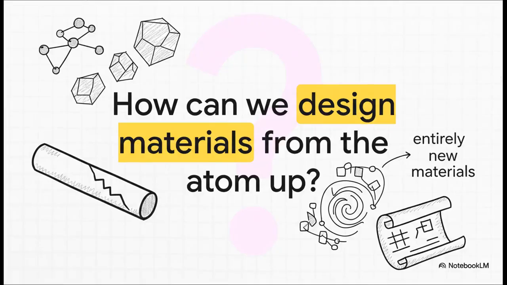Understanding this whole hierarchy, from a single bond all the way up to the final product, is everything. It lets us not only prevent failures like the Schenectady, but it lets us ask a much bigger question. How can we design materials from the atom up to build the innovations of the future?